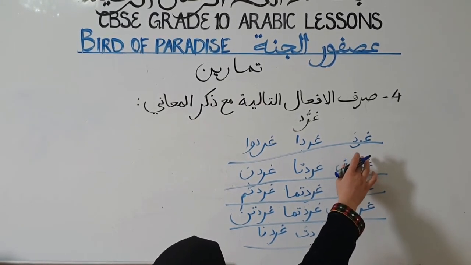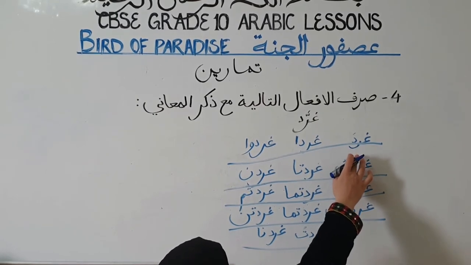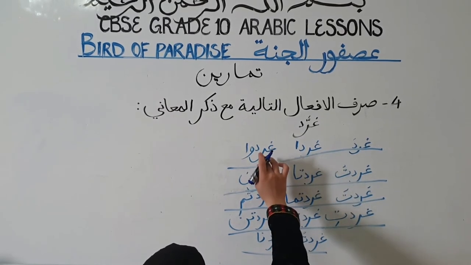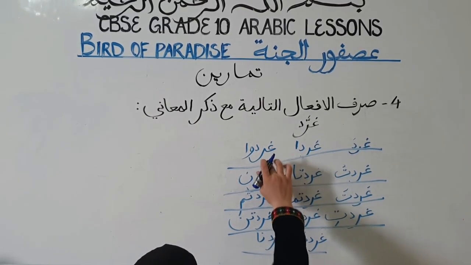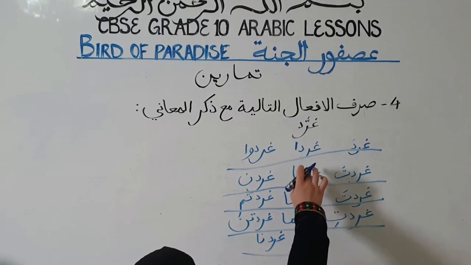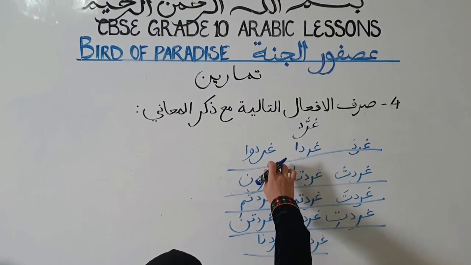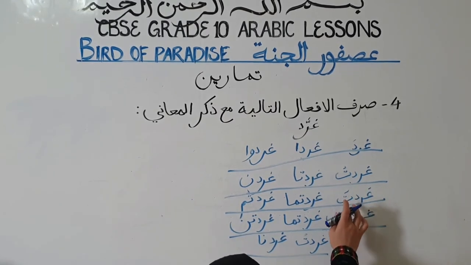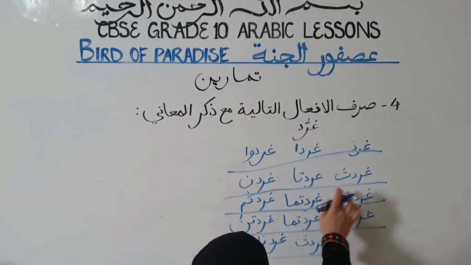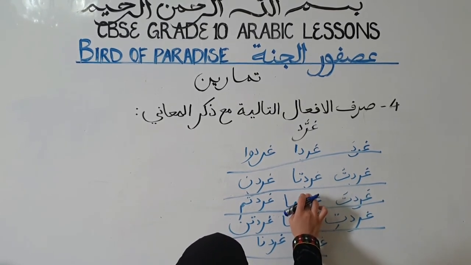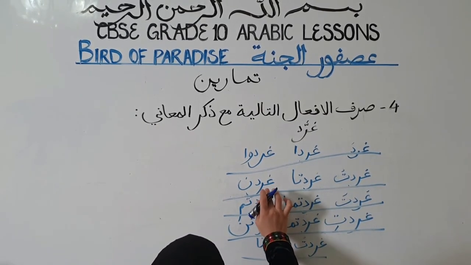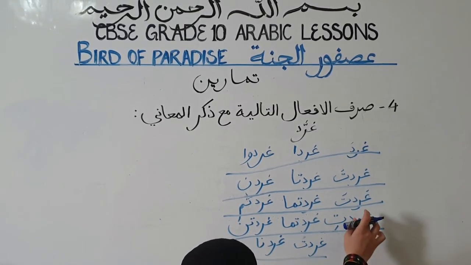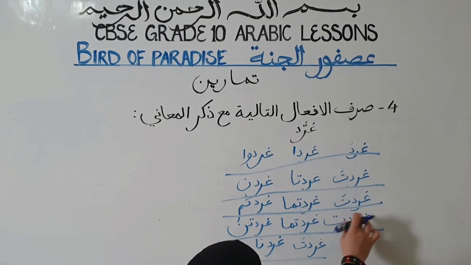Gharrada means one male bird chirped. Gharradā, two male birds chirped. Gharradu, all of them or more than two, many male birds chirped. Gharradat, one female bird chirped. Gharradata, two female birds chirped. Gharradna, all of them or many female birds chirped. And all of them are past.